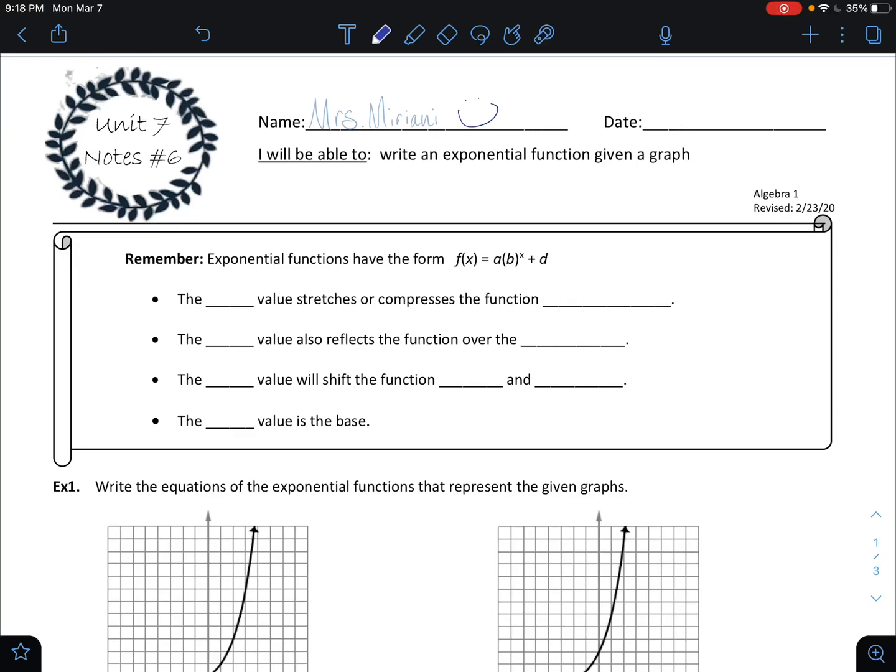All right, so today we're going to be looking at Unit 7, Notes number 6. And for today, we're going to be writing equations based off of our graphs. So far I've given you the equation, you've graphed it. Today we're going to go backwards. I'm going to give you the graph, and then you're going to write the equation to go with that exponential graph. Alrighty, so just a few reminders.